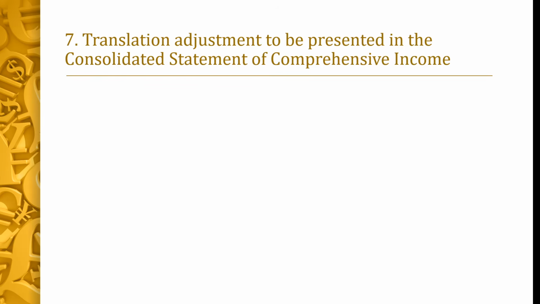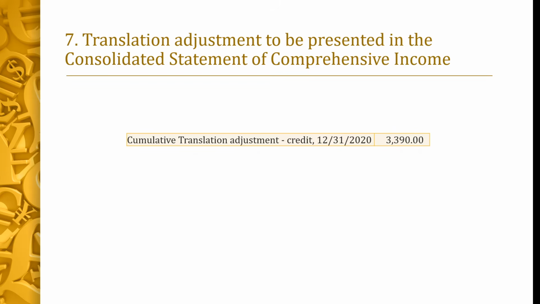Then the last requirement, another translation adjustment ang hinihingi natin dito. It is translation adjustment to be presented in the Statement of Comprehensive Income. So pag binanggit naman ang comprehensive income, magkano daw ang naging change within the translation adjustment account during the current year? So how do you compute for that one, sir? Simply compare the cumulative translation adjustment this year and the cumulative translation adjustment of last year. Pareho silang credit, di ba? So you will have just to compare.